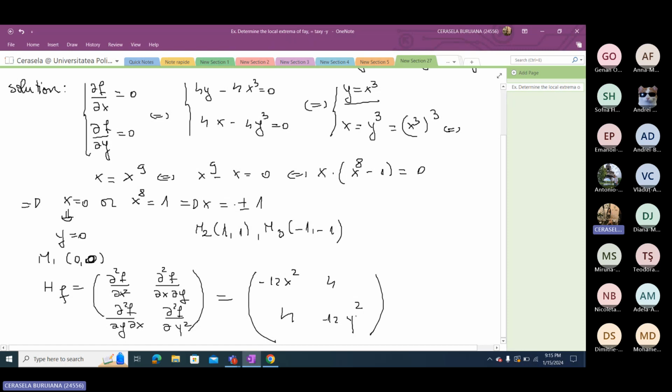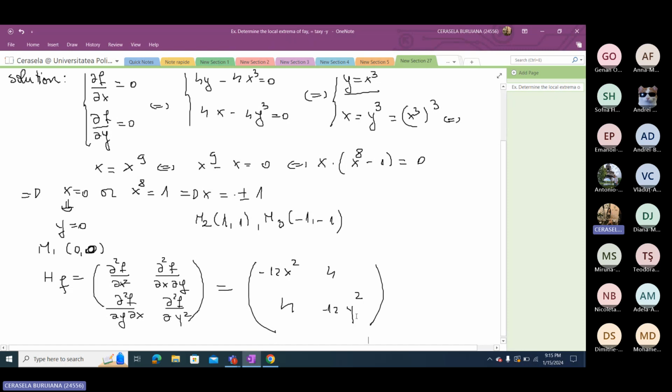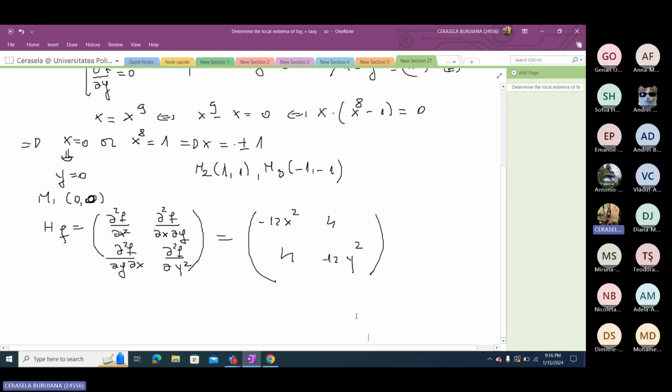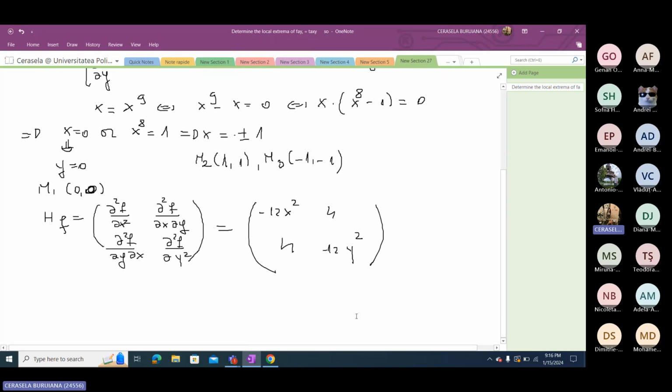Okay, I will start to study each point to see what happens. I prefer to study M2, M3. You will see that I will leave 0, 0 a little bit for later. Okay, so I will take the Hessian for M2.